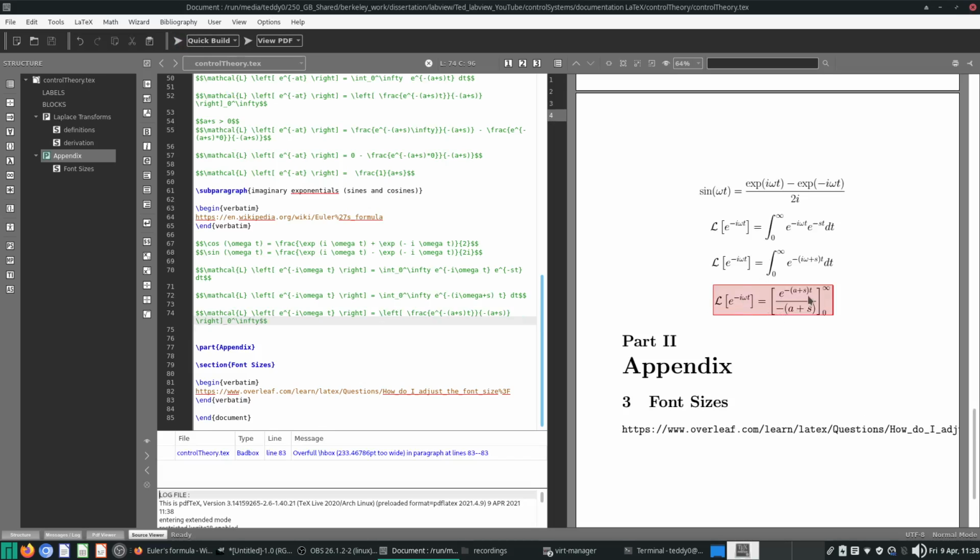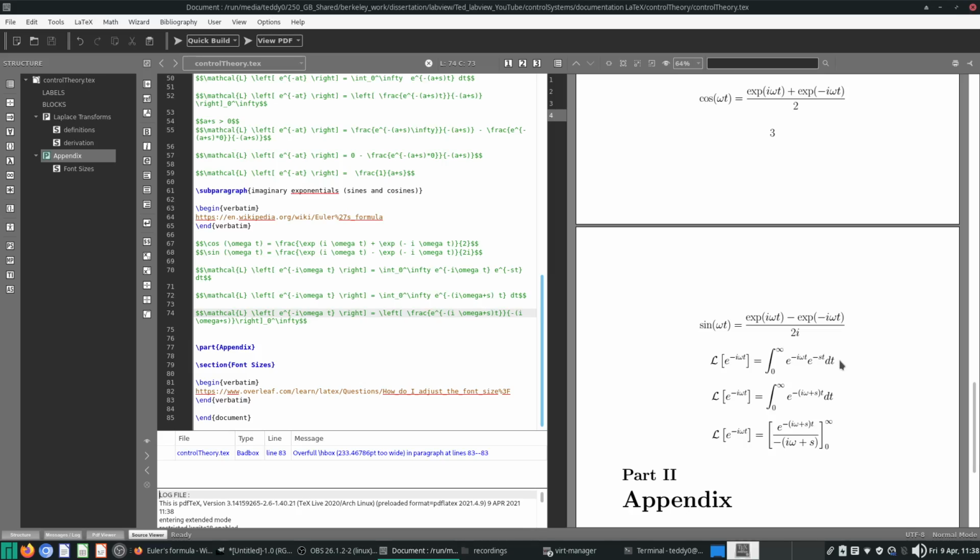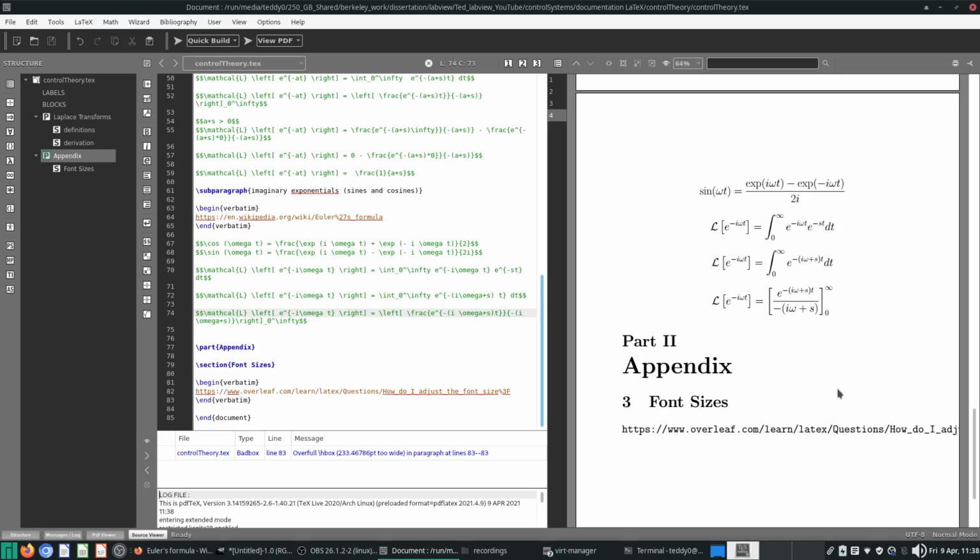So e to the minus I omega t, I will need I omega at the bottom and I omega at the top, where omega is whatever frequency you want. You can put minus b if it confuses you less, but whichever.